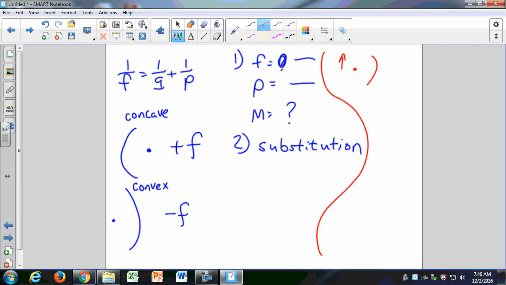My object is outside the focal point. I produce an image that looks like this. There's my object. There's my image. The image is real, and the image is inverted.